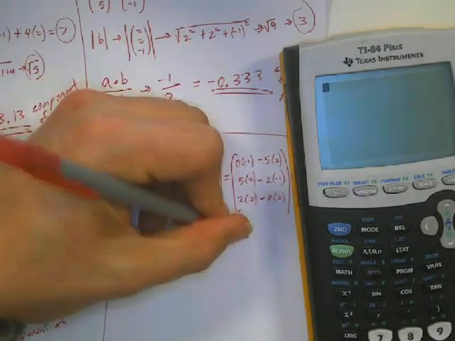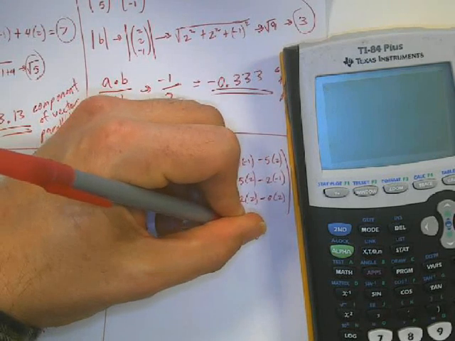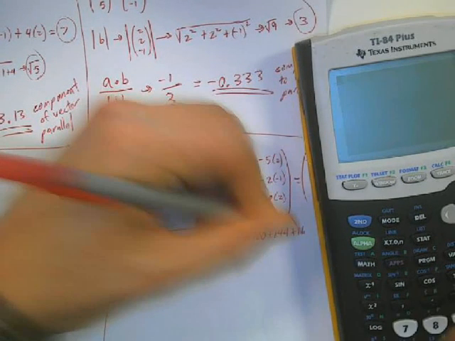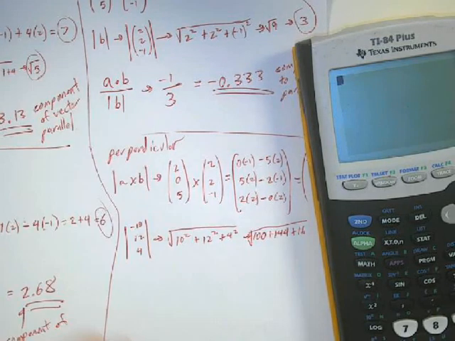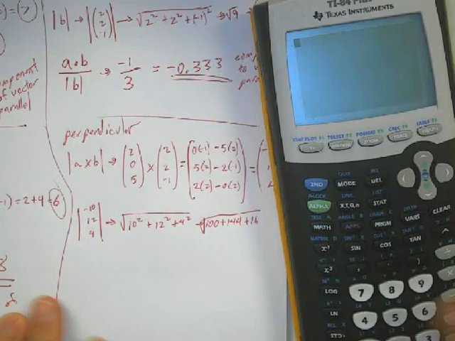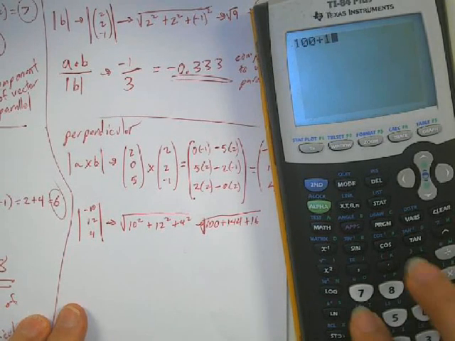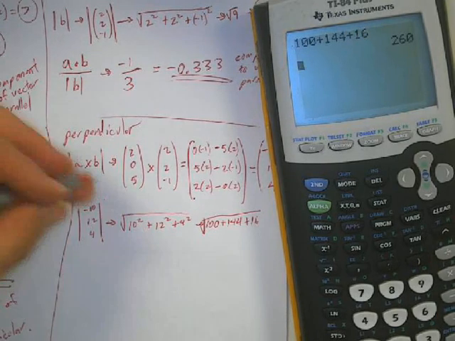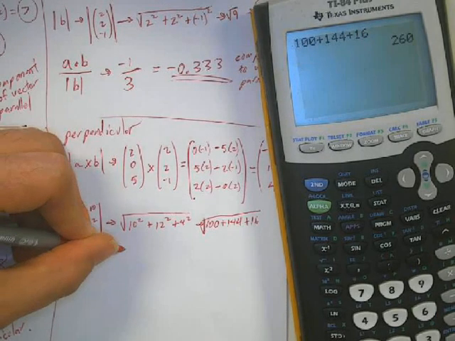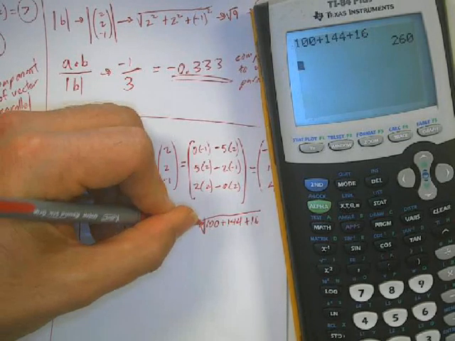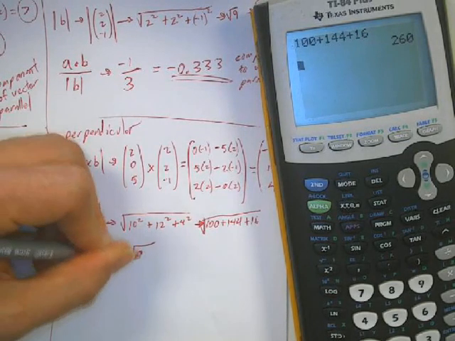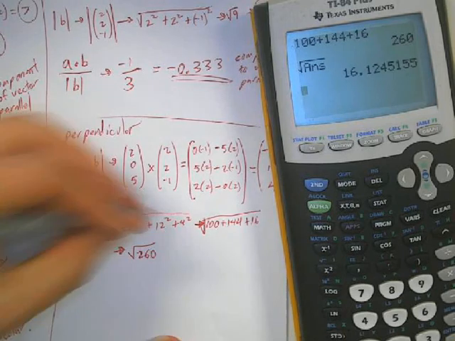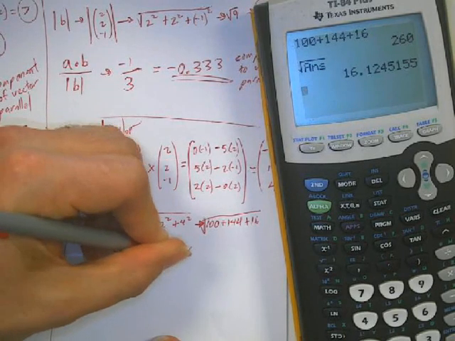Okay, so that's 100 plus 144 plus 16. 100 plus 144 plus 16 gives me 260. The square root of 260 is approximately 16.12.